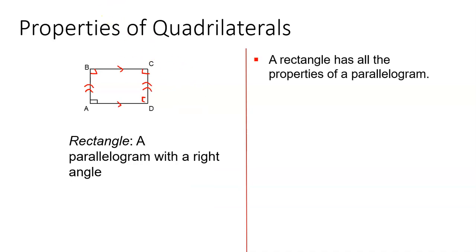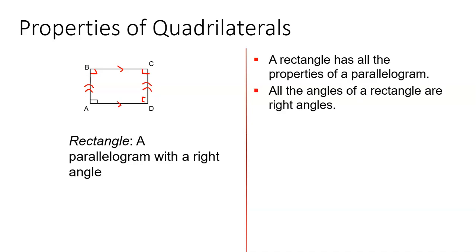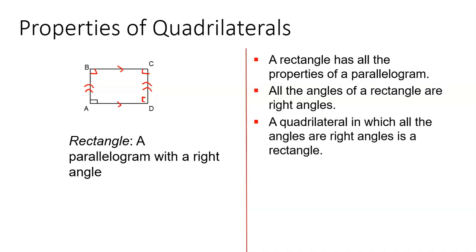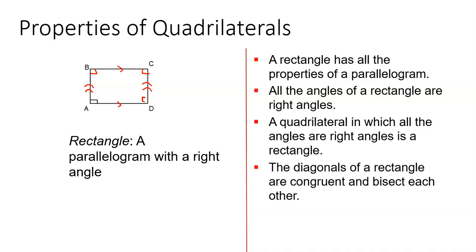Other properties of a rectangle: all the angles are right angles. And the diagonals are actually congruent and they bisect each other. I think on this one, the congruent is a little bit easier to see because you've got one triangle up at the top like this that's got a right angle in it.